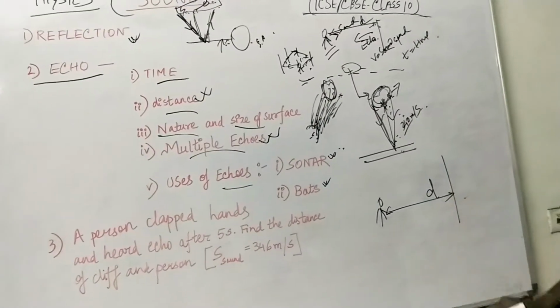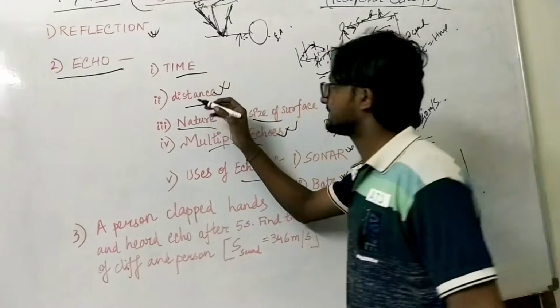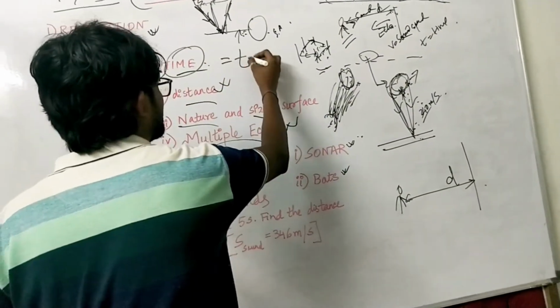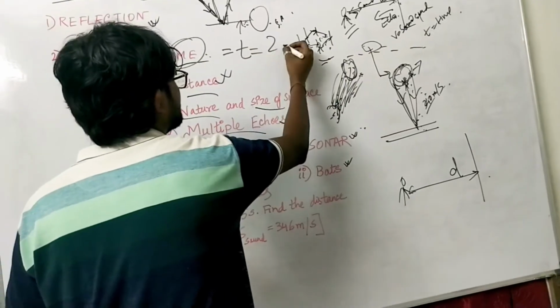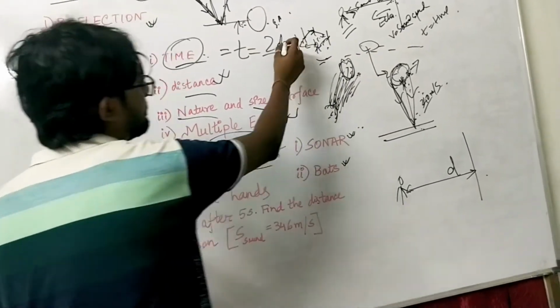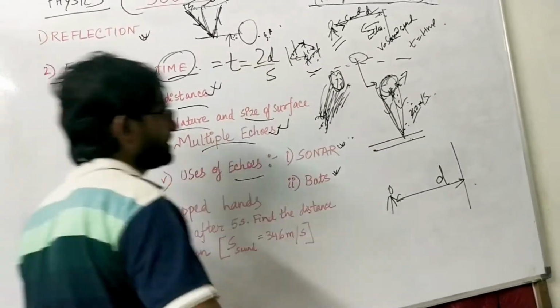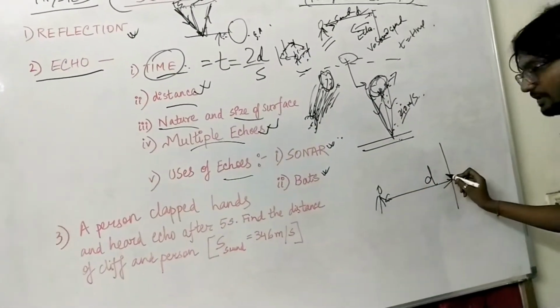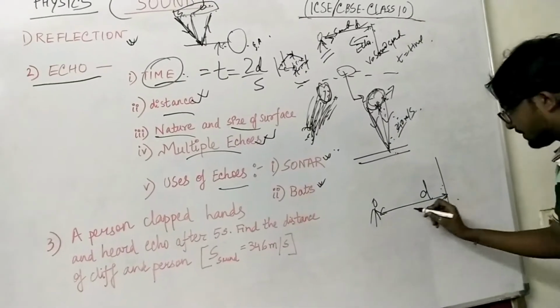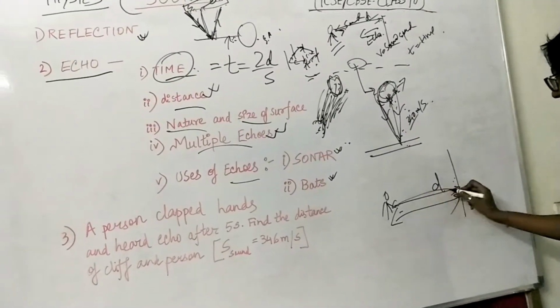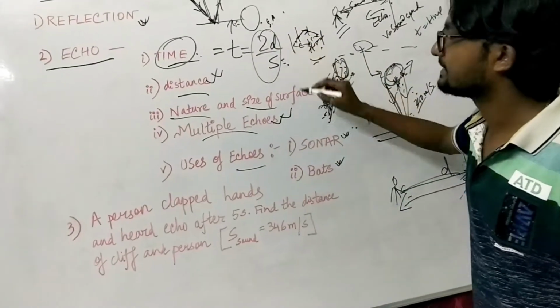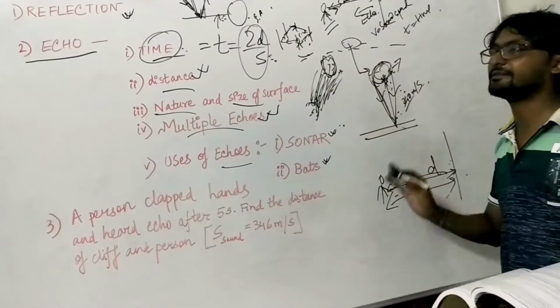So what is the formula basically for this time? I have written this in caps. Why? Because time is nothing but distance by speed. Why am I writing 2d? I have written 2d because the sound is traveling from this point to this point, and again it is traveling from this point to this point. So if it is d, then d plus d is 2d. So this is the main formula. You have to know this for the time formula.